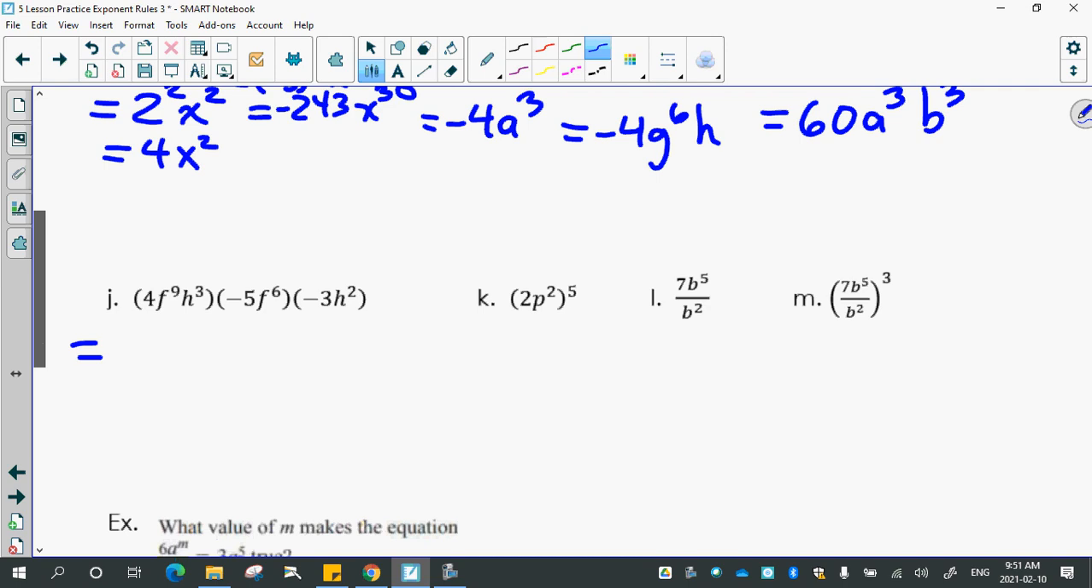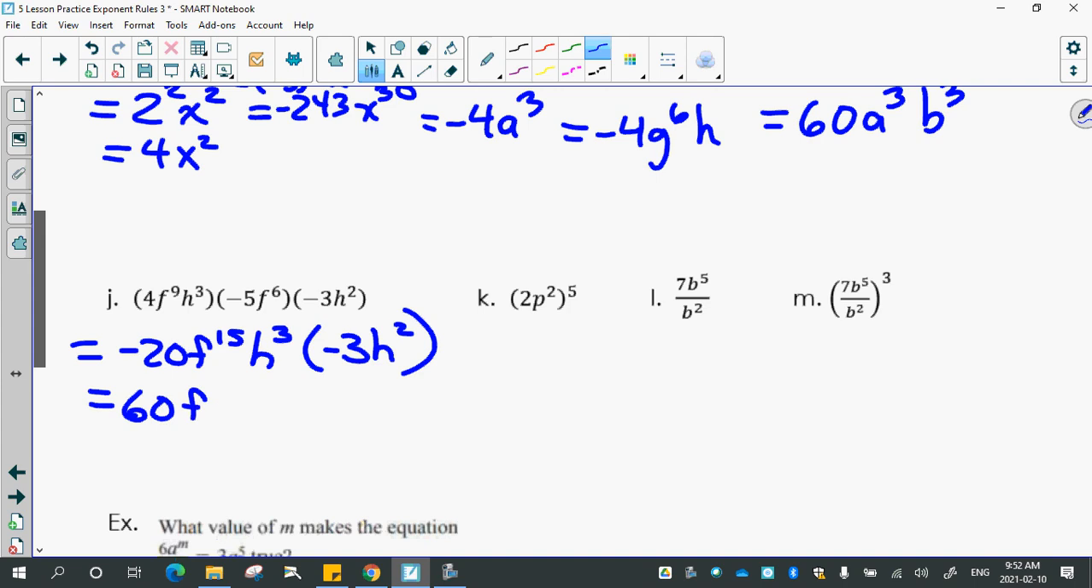Yep. Negative 20 x to the power of 15 h to the power of 3 times negative 3 h to the power of 2, which is 60x to the power of 15 h to the power of 3. Okay. And you should all have brackets. Are you good there? Okay.